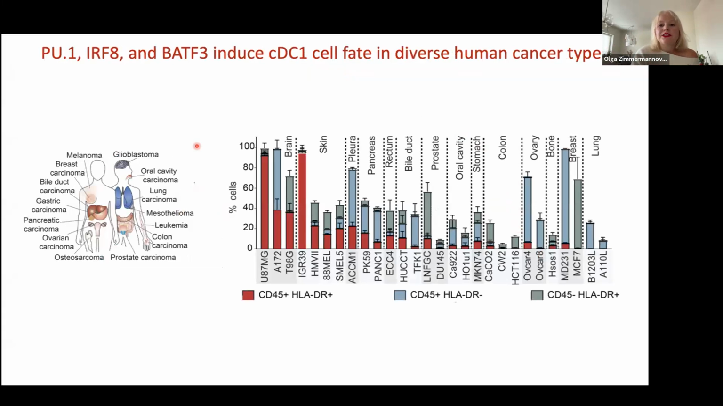Next, we wanted to evaluate the cDC1 reprogramming in a wide range of human cancer cells derived from multiple malignancies all over the body. And you can see on the graph that we managed to trigger reprogramming and induce the emergence of CD45 positive, HLA-DR positive reprogrammed cells in all malignancies or all cell lines, but with different efficiency, which varied according to the origin of the cancer. And what was interesting, we also detected quite large proportions of cells which were only partially reprogrammed. These you can see in the blue and green, and those cells expressed only one of the reprogramming markers.